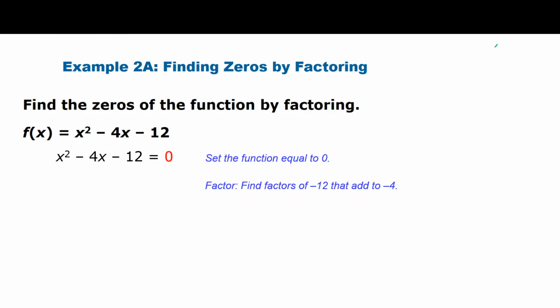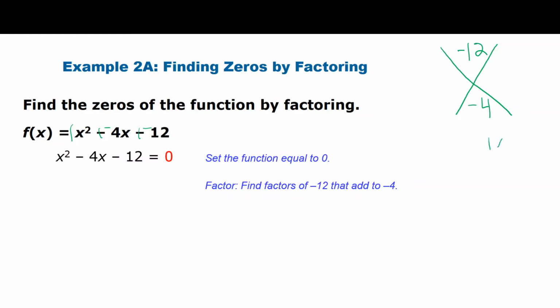So what I like to do is make a big X. And I always multiply, this is a negative 12, and I have a 1 here, so I always just multiply these two together. Negative 12 times 1 is negative 12, and they're going to have to add together to equal negative 4. And these have to be factors of negative 12, so I'm going to just start going through my factors of negative 12.